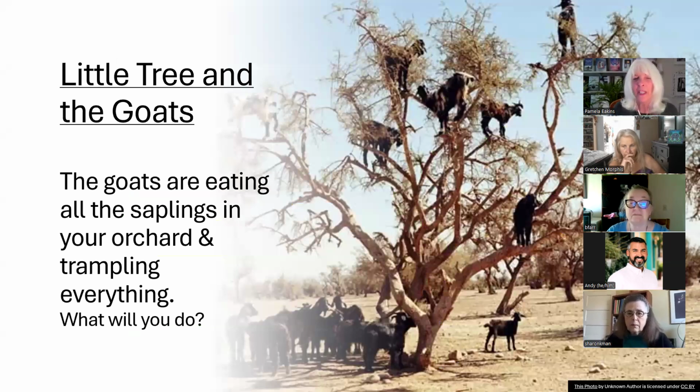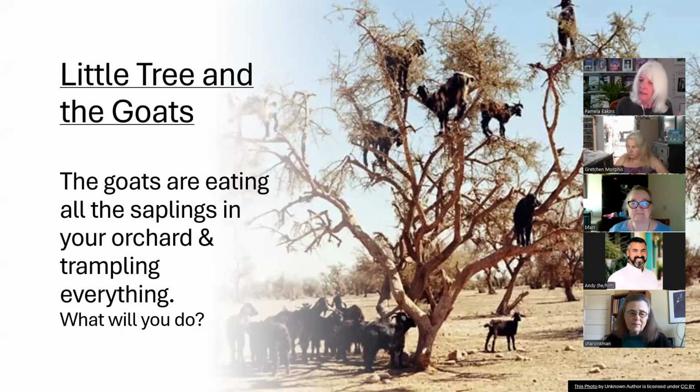And here we come to the final story I want to tell today, the story of the little tree and the goats. This is my favorite tale about stabilization, and I tell this story a lot, and I've written this story. So you have a field full, like an orchard, full of beautiful little saplings, and you also have a goat herd. So the goats are eating all the saplings and they're trampling everything. So what can you do?